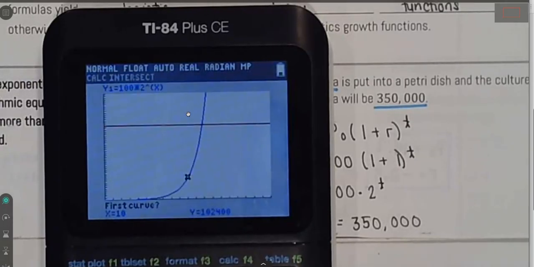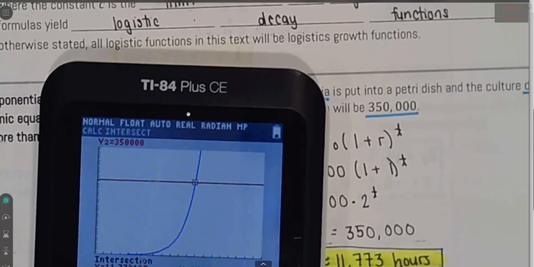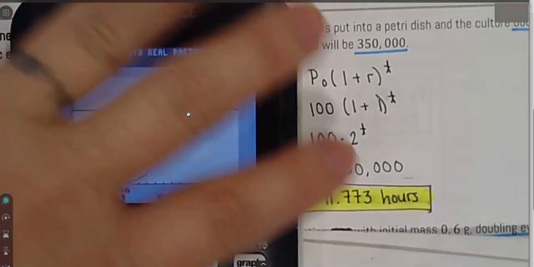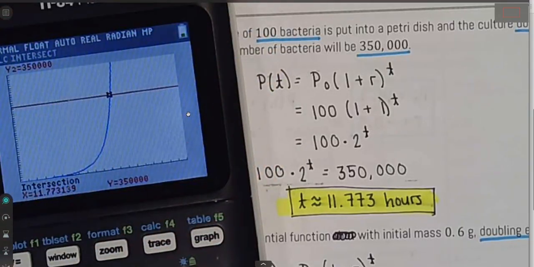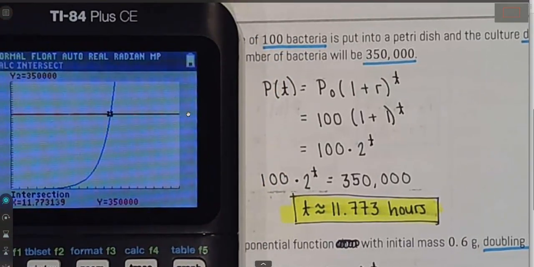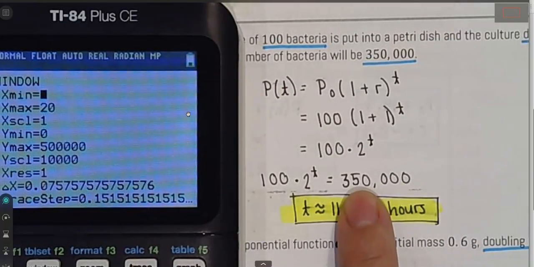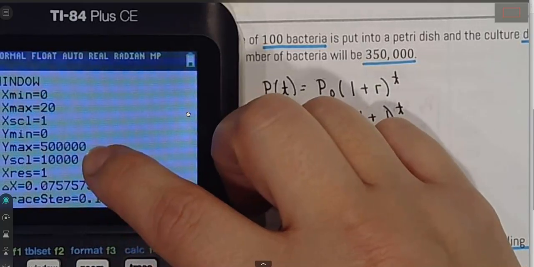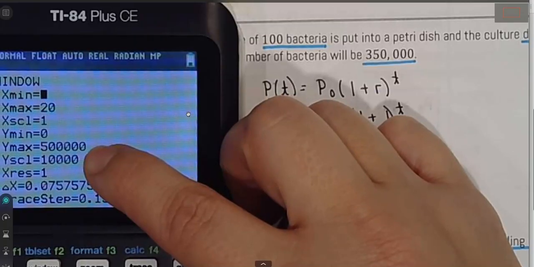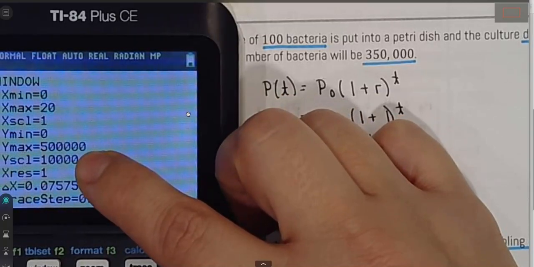Second calc, intersect. First curve enter, second curve enter, guess enter. It looks like it intersects at 11.773 hours. Yes. Oh, so I knew that my y value had to include 350,000. So I just made the max 500,000. But I didn't want to have 500,000 dashes, so I made the scale 10,000.